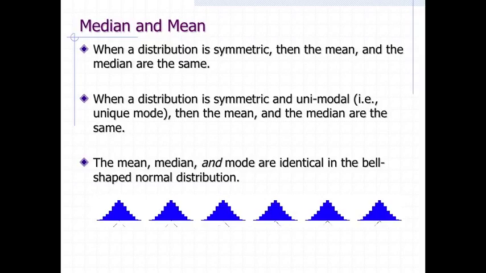There are 2 important final points to note when thinking about means and medians. When a distribution is symmetric, then the mean and the median are the same. When a distribution is symmetric and unimodal, then the mean, the median, and the mode are the same. Therefore, the mean, median, and the mode are identical in a bell-shaped normal distribution.